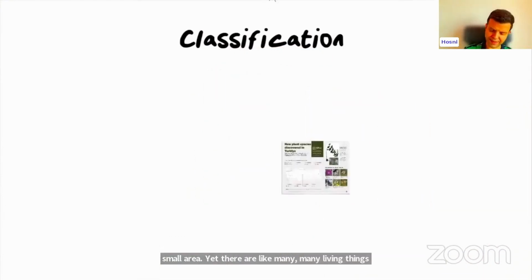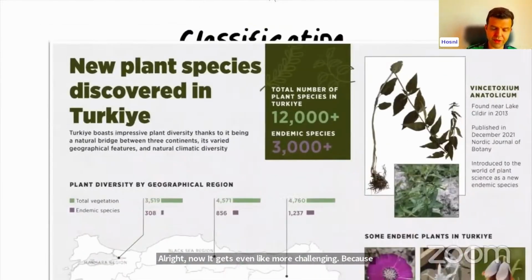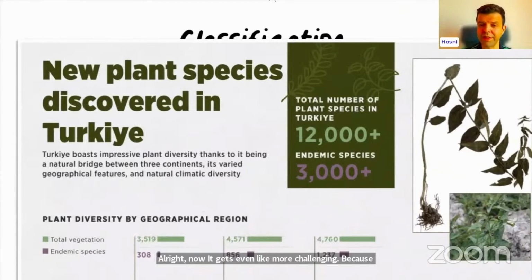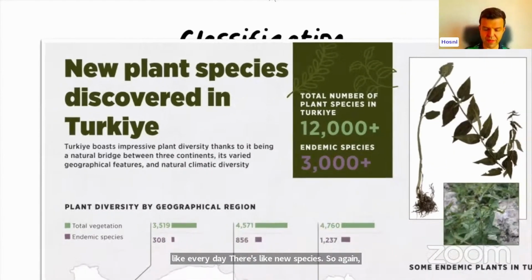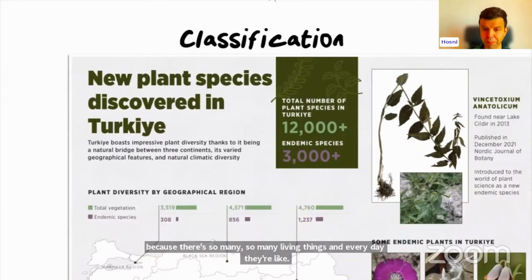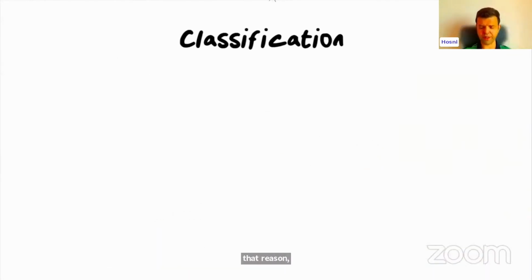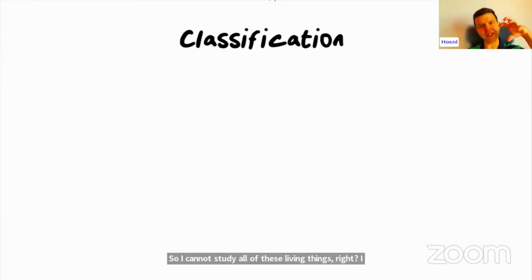Now, it gets even more challenging because every day there are new species found. So again, in science, especially in biology, we face a problem because there are so many living things, and every day there are thousands of new different animals and plants found. For that reason, scientists thought of something. Scientists thought, I cannot study all of these living things, right? I cannot study millions and millions of living things, but I can group them. I can have them in separate groups, and I study them as a group.